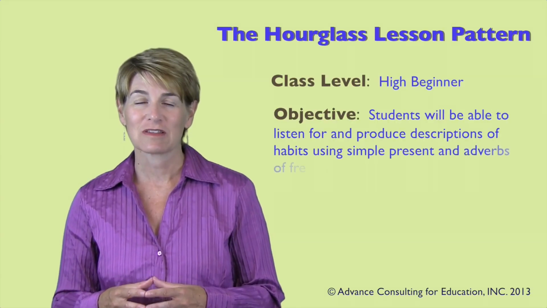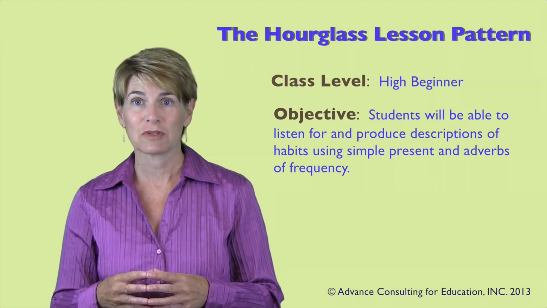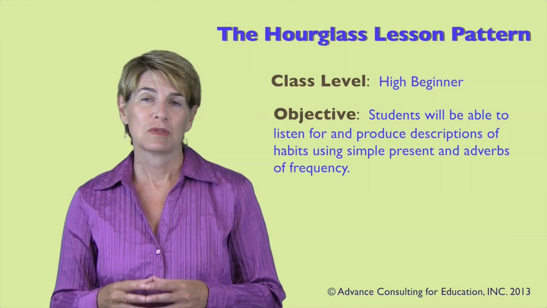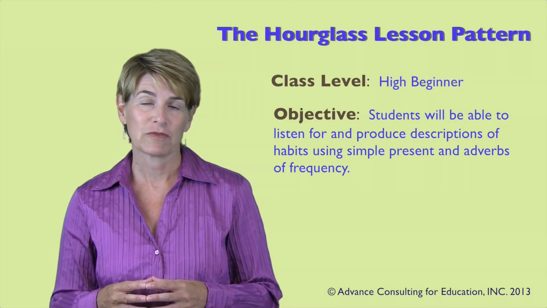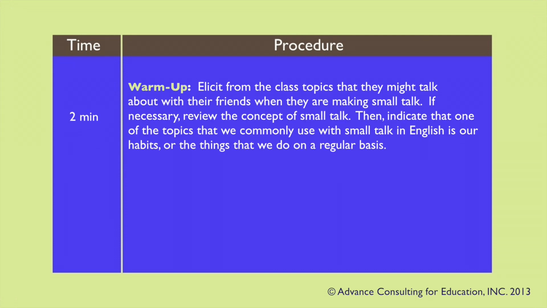The objectives of the lesson are: students will be able to listen for and produce descriptions of habits using simple present and adverbs of frequency. For the warm-up, elicit from the class topics that they might talk about with their friends when they're making small talk. If necessary, review the concept of small talk. Then indicate that one of the topics that we commonly use with small talk in English is our habits, or the things that we do on a regular basis.